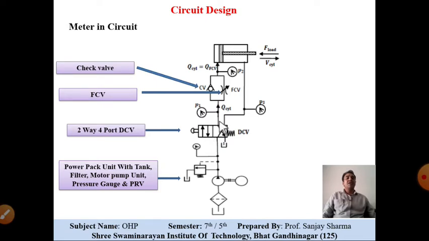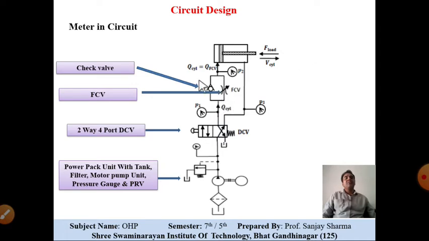After the direction control valve, the connections are given to the actuator. Now in the meter in circuit, if you see here, there is a flow control valve and a check valve. Both are placed here in parallel at the inlet of the actuator. It means during the extension stroke, when the cylinder extends, you can see the force acting on the cylinder will be in this direction, but the velocity of the piston will be on the right side.